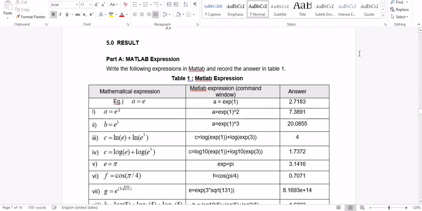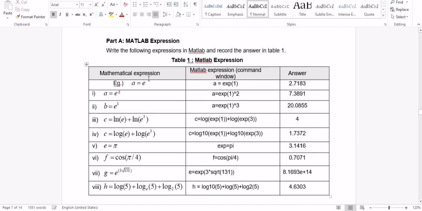Part A shows the MATLAB expressions. This table shows some mathematical expressions, the MATLAB expressions in the command window, and the answers. The first one is a equals e squared, so we write the expression like this: a equals exp(1) squared. So we get this answer.